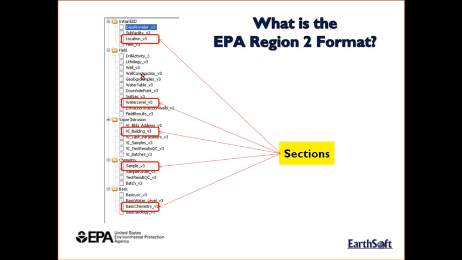Within those groups, we have sections. As we go through this discussion, I'm going to talk about groups and sections. The section names have all been changed as well for version 3. At the very top, we have location instead of EPA R2 LOC underscore V2. We've used some common terminology to make it a little bit easier to understand what these sections are.